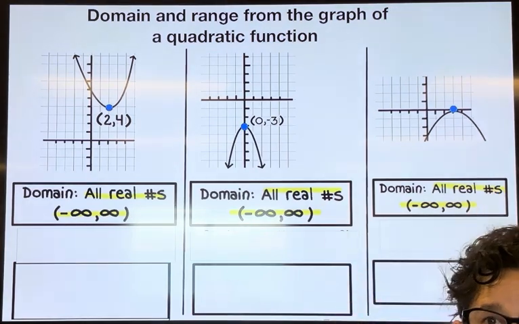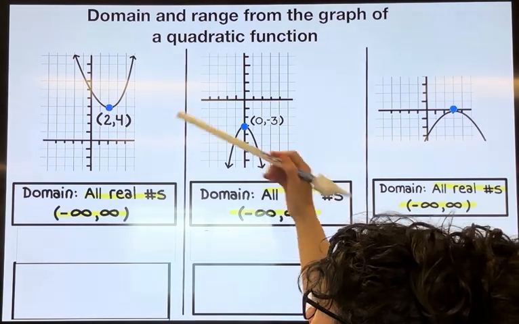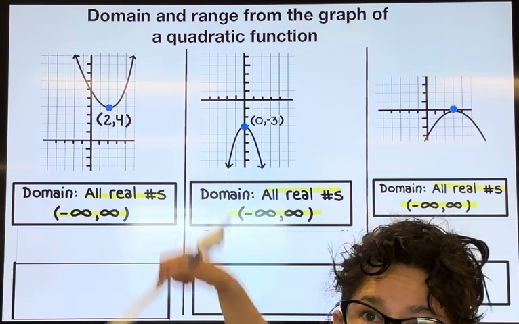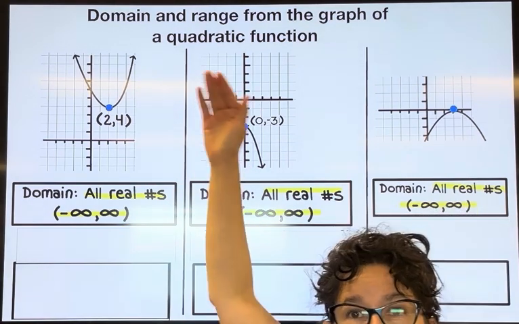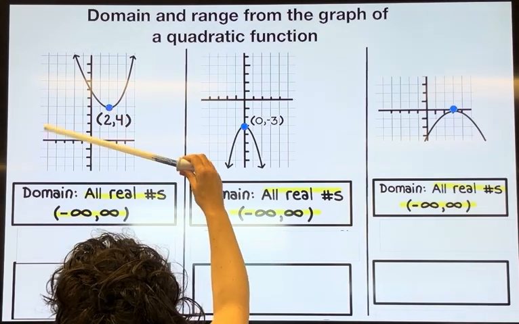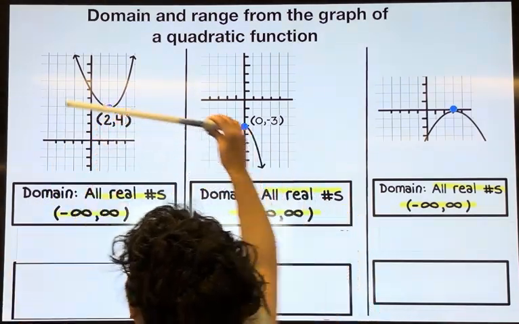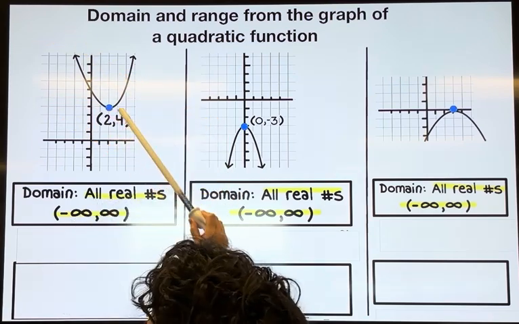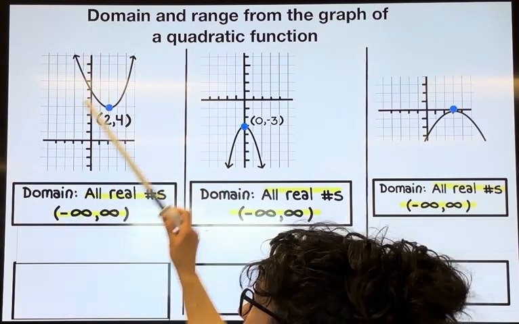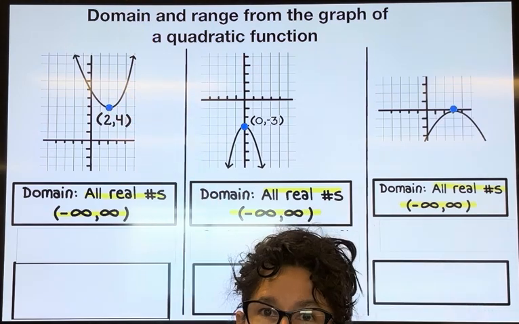Now let's move on to range. Range is about the y's, and the y-axis moves up and down. So we're thinking really, how high can we go and how low can we go? This particular graph, the lowest we ever go is at a height of 4, and the highest we ever go is forever up. So our graph is at a height of 4 and then up forever.